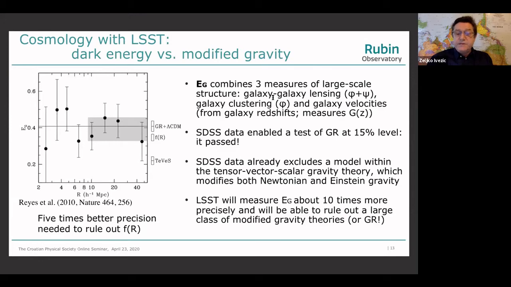It's also consistent with so-called F of R theories, modified gravity theories, but it's, for example, inconsistent with the tensor-vector-scalar gravity theory. So that one was rejected. Now, in order to reject F of R theories, which are one of the best contenders for GR, in addition to GR plus lambda CDM, you need about 5 to 10 times better measurements, and that's exactly what LSST was designed to do. So in about 5 to 10 years, we'll be doing the same test with LSST data.